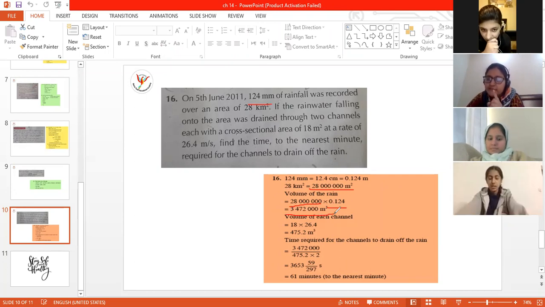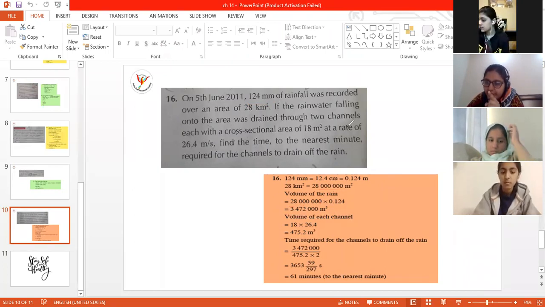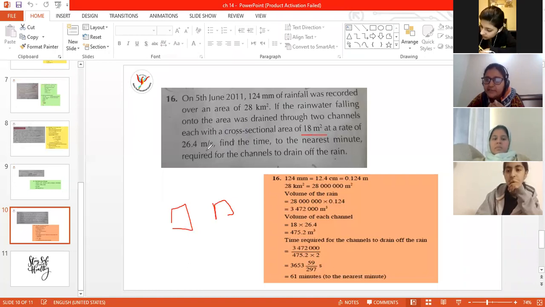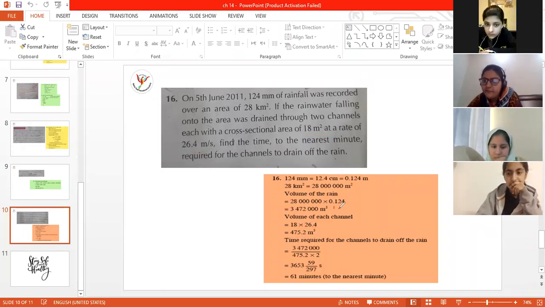Now come towards the volume of each channel. There are two drains which are draining off the rainwater, the first channel and the second channel. Both channels have the area of 18 meters square at a rate of 26.4. Multiplying both the values, it will become 475.2 meter cube. Now this is the volume of the rain, and this is the volume of the drain.